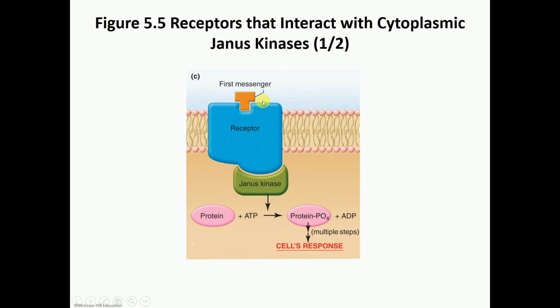Again, the same sequence: the first messenger binds to the receptor, changing its conformation, leading to activation of that receptor. Now that receptor is going to activate the janus kinase, which will lead to phosphorylation and activation of different proteins on the inside of the cell. And again, that will lead to your cellular response.